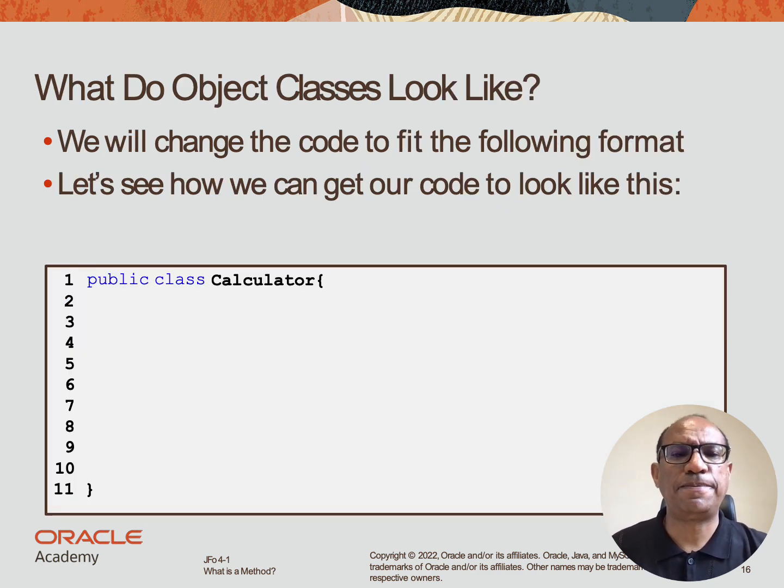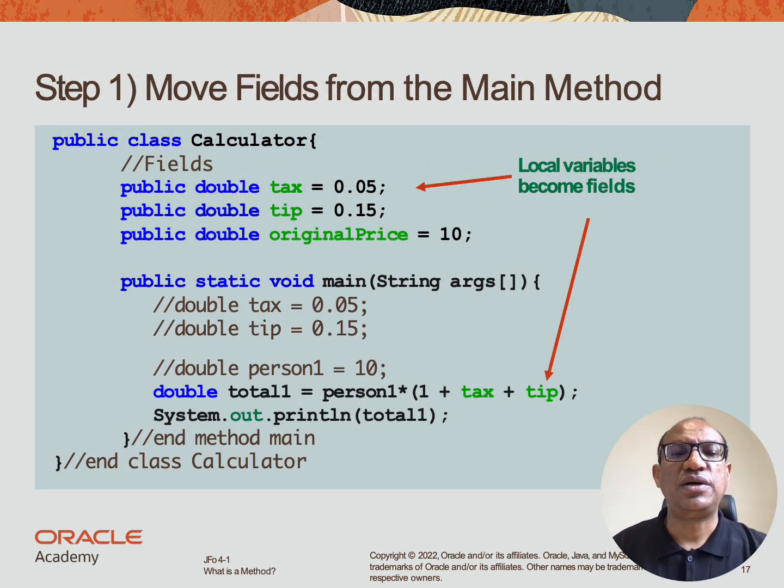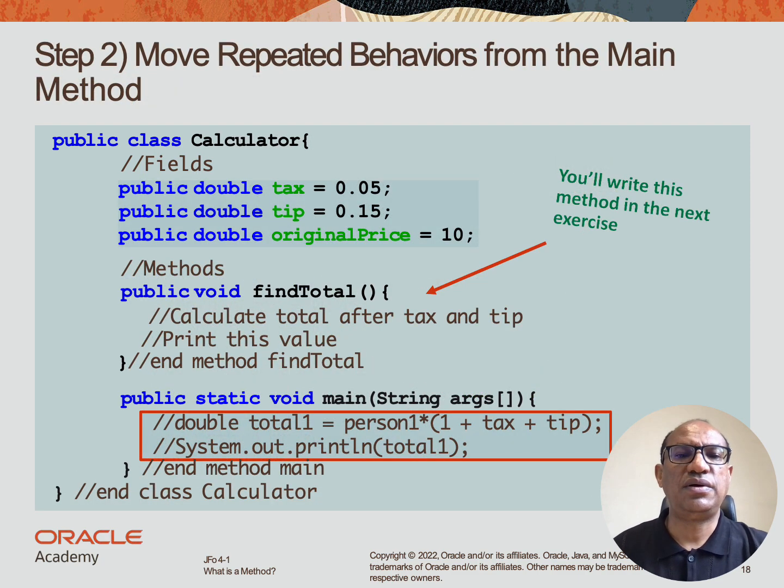Let's talk structure. Your classes should separate fields and methods clearly. You will see how we evolve our code into a clean format that follows this blueprint with fields up top and behaviors or methods down below. Step 1. Move your reusable values like tax and tip out of the main method and make them class fields. That way, they are easier to manage and reuse. Step 2. Wrap repeated behavior like total calculation into its own method. Maybe findTotal. That makes your code reusable and tidy.